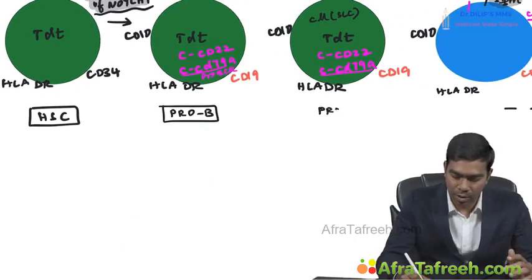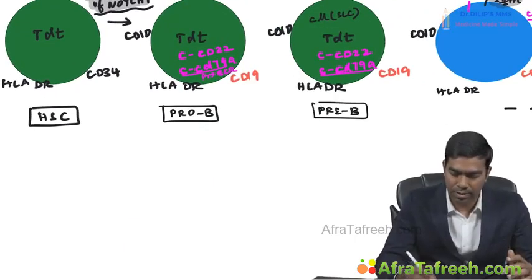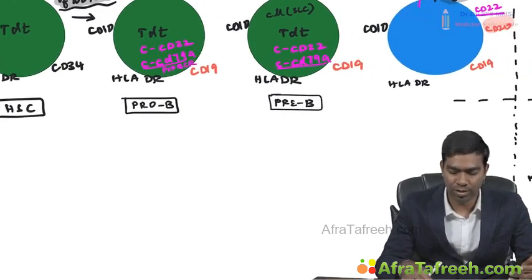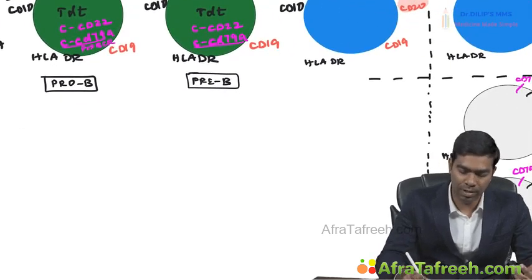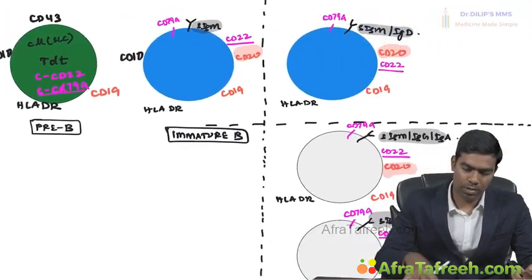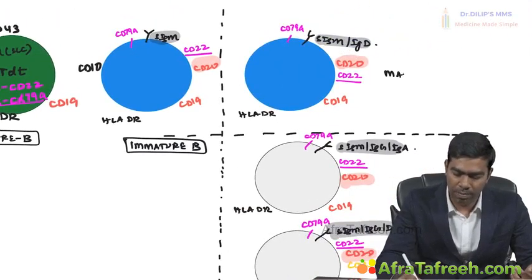Then it becomes something called a pre B cell stage. Again, this has two stages, early and late pre B cell stage, but I'm not going to discuss them because of no clinical relevance in that scenario. Then you have something called an immature B cell. Then it becomes something called a mature B cell.